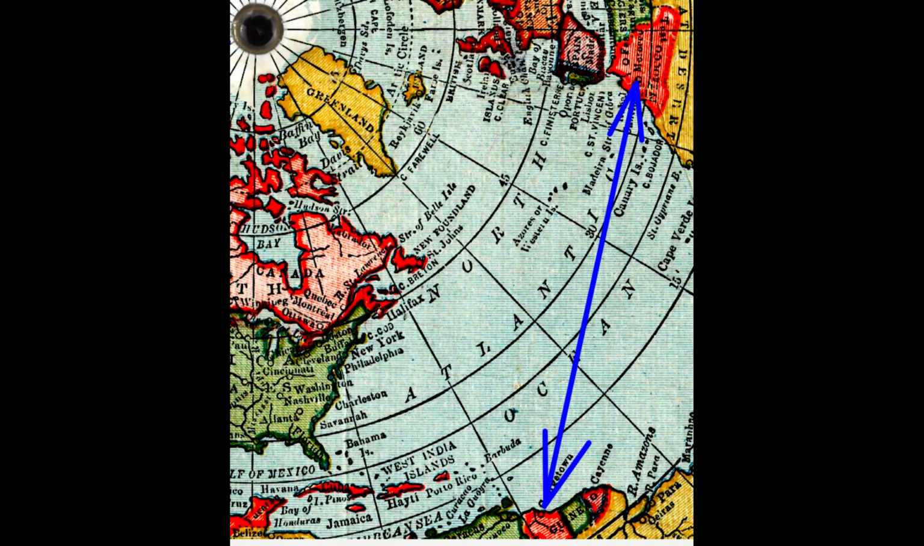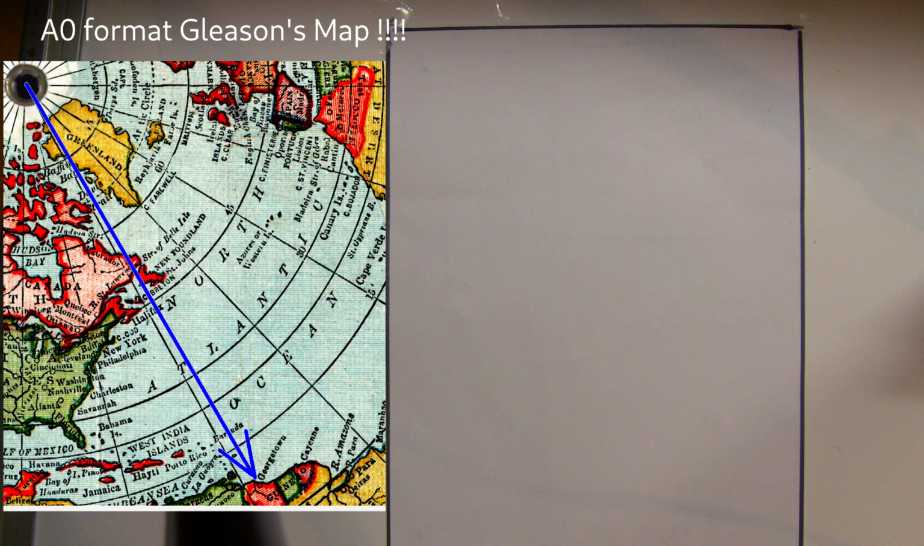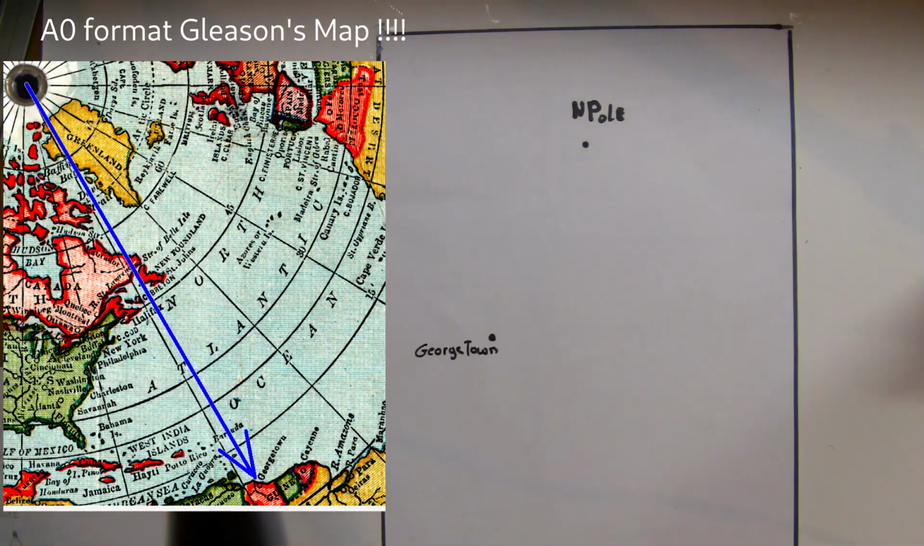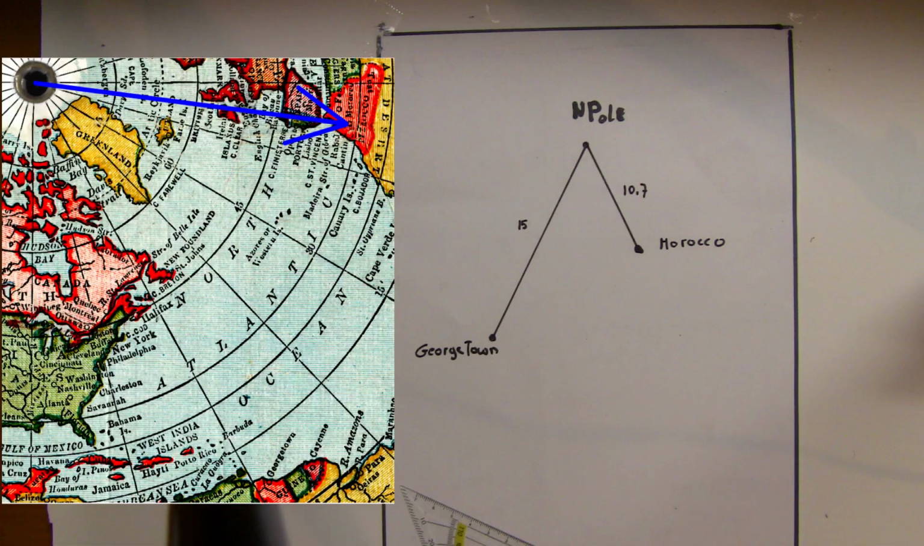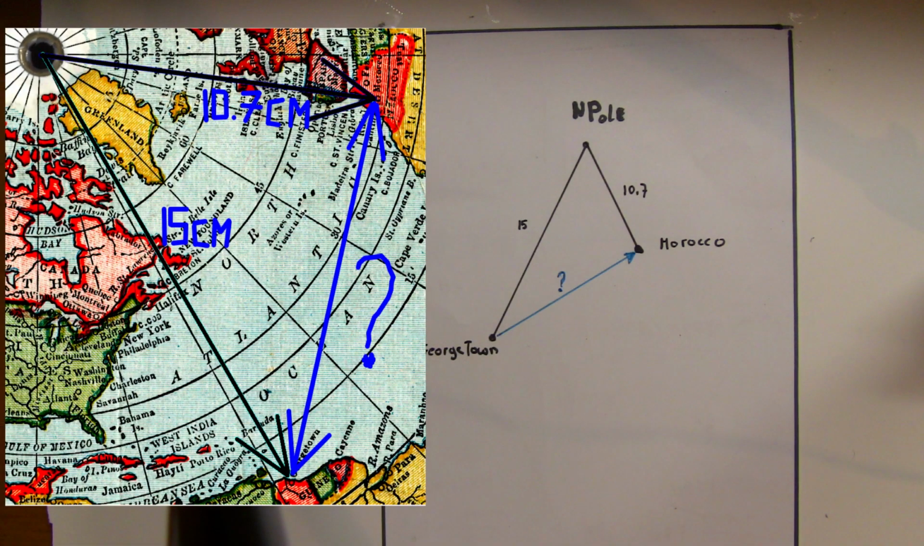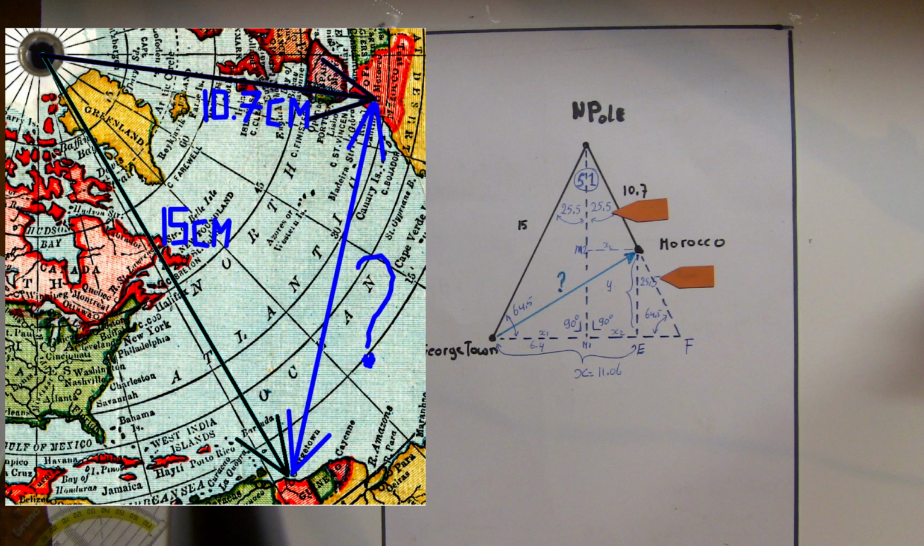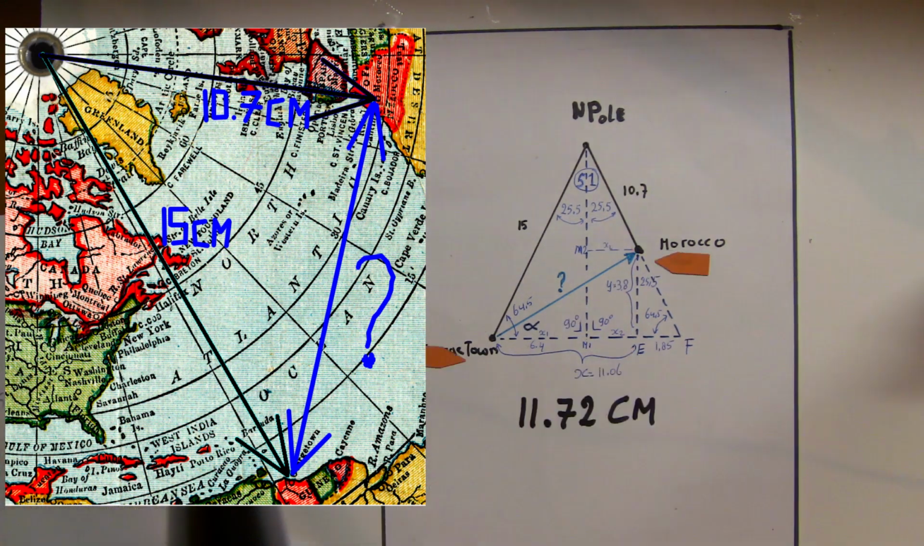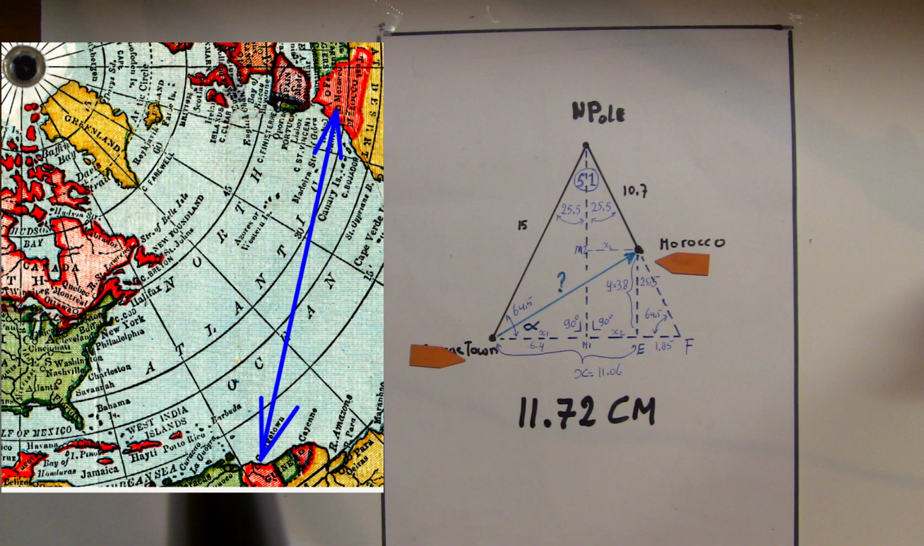We have collected all the data to calculate the distance between Georgetown and Morocco. From the North Pole to Georgetown is 15 centimeters. From the North Pole to Morocco, 10.7 centimeters. By doing some trigonometry, we found the answer of 11.72 centimeters. So the distance between Georgetown and Morocco is 11.72 centimeters.